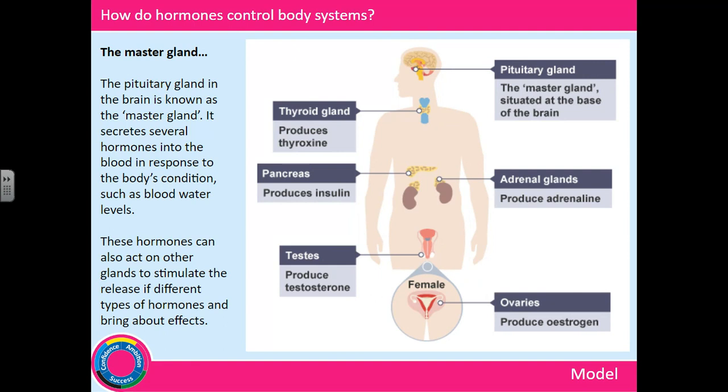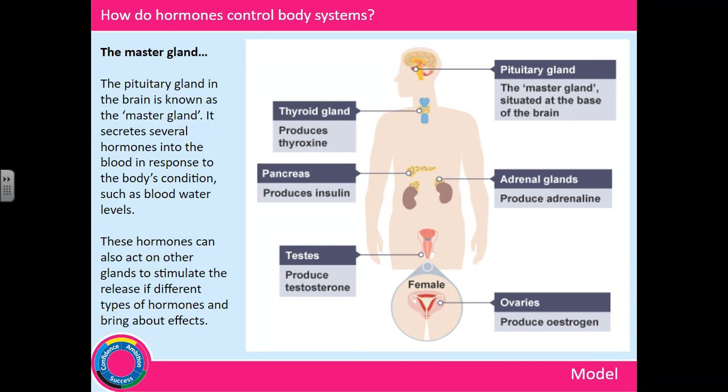Okay, now one of our glands is also known as the master gland, and it is the pituitary gland, which is right up here in our brain. It's known as a master gland because it secretes several different hormones into the blood in response to our body's conditions, such as our blood water levels and also our sugar levels in our blood. These hormones are then going to act on other glands to then stimulate the release of different hormones, which will bring about different effects. We'll have a look at these effects later on.